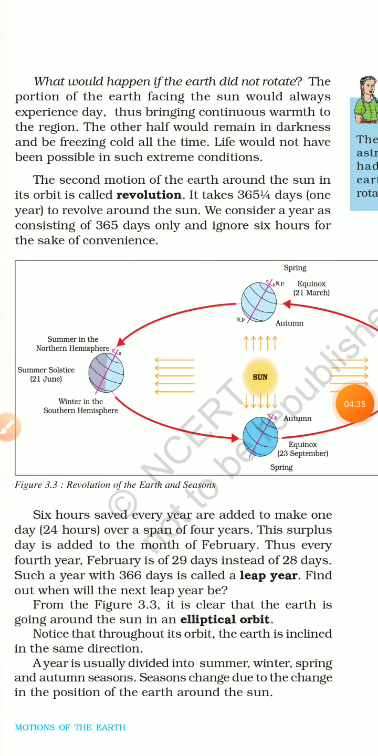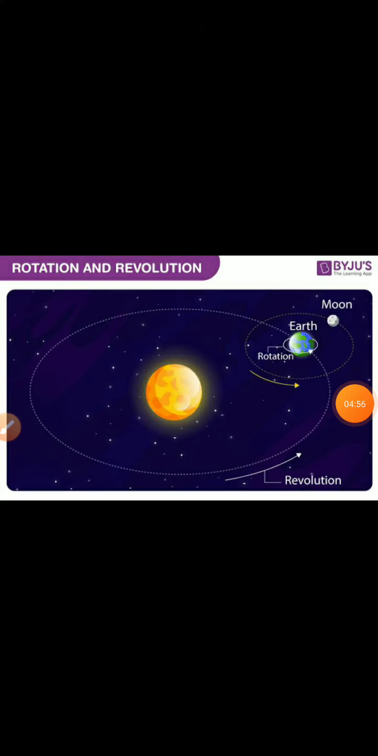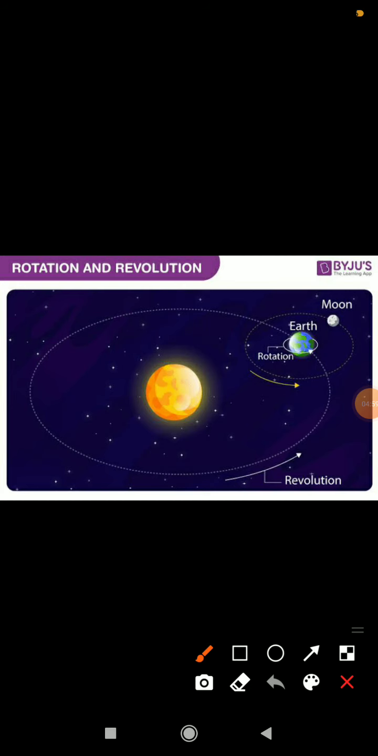The second motion of the Earth around the Sun in its orbit is called a revolution. It takes 365 and a quarter days, that is 1 year, to revolve around the Sun. We consider a year as consisting of 365 days only and ignore the 6 hours for the sake of convenience. This picture shows you the revolution motion of the Earth, that is, in this orbit around the Sun.